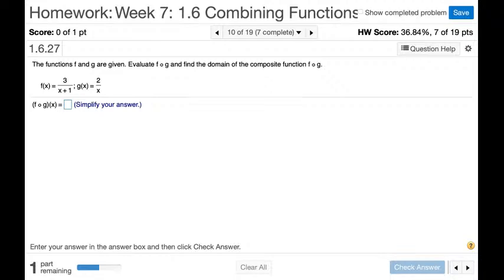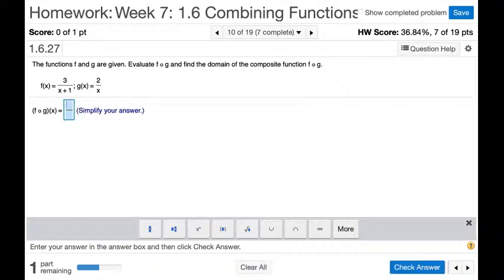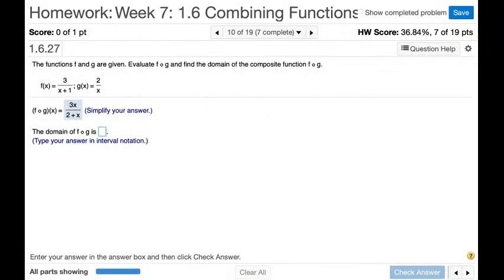Okay, so this domain is a little bit different. If we put g into f, we have this 2 over x and right here for x. So if I multiply the top and the bottom by x to get rid of the fractions, the top is going to become 3x. The bottom is going to become 2 plus x. So the domain of the inside function is everything except 0. The domain of the simplified is everything except negative 2. So then the final domain is everything except 0 and negative 2.